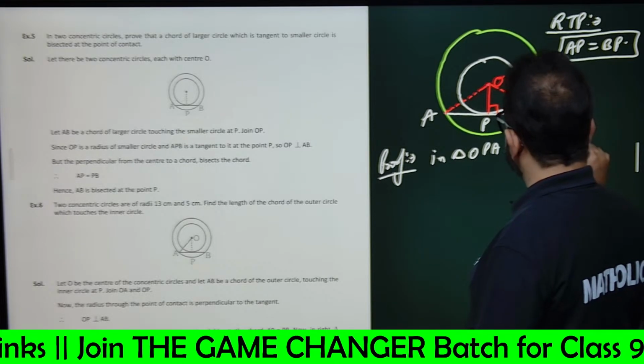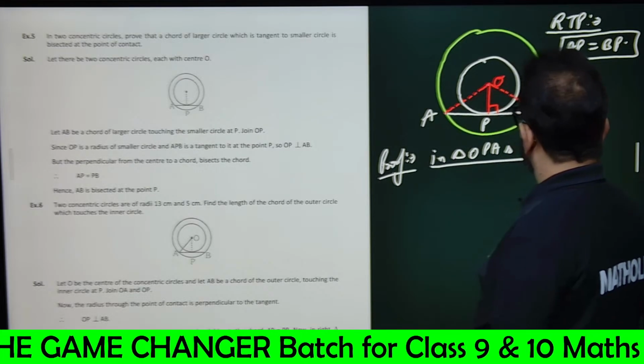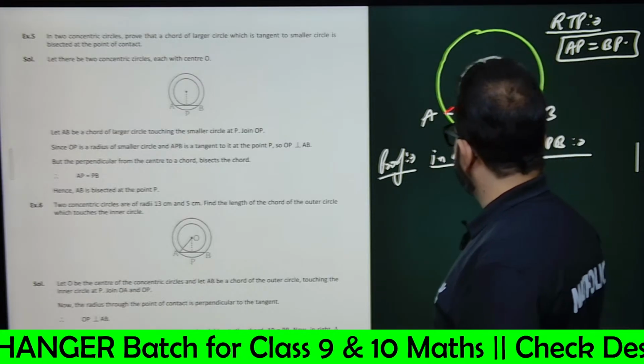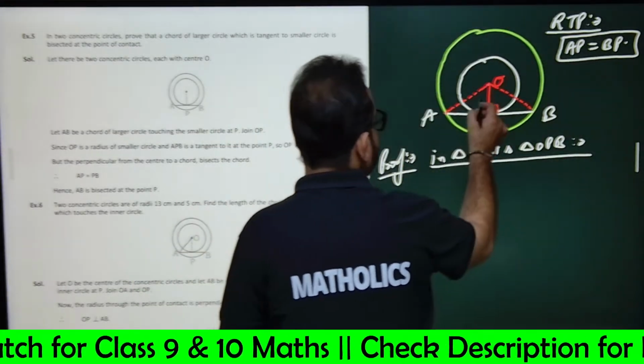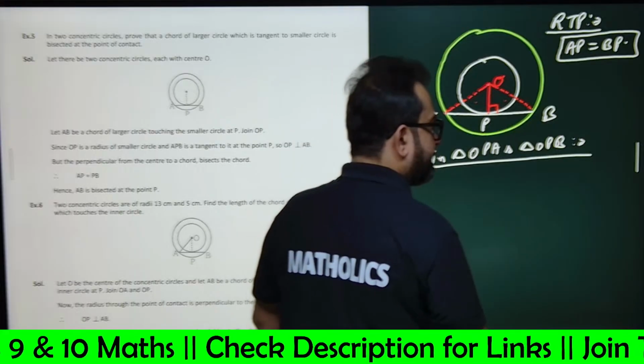Can you focus on these triangles? Two triangles, yes or no? OPA and OPB. This one triangle and this one triangle, right?